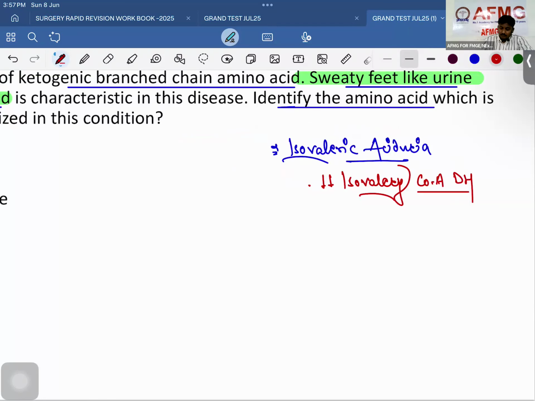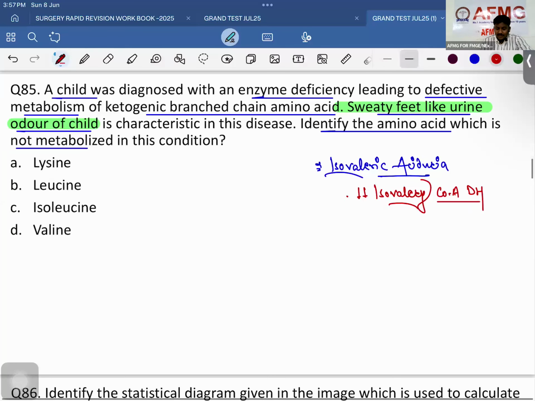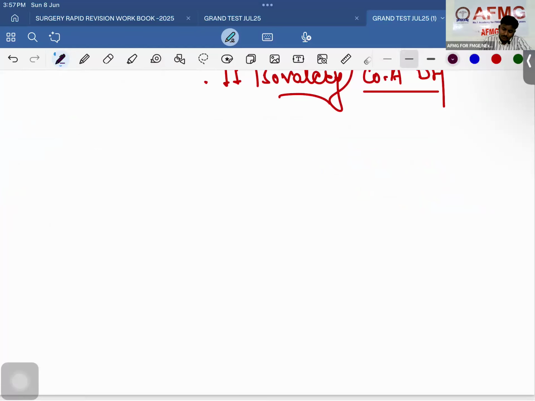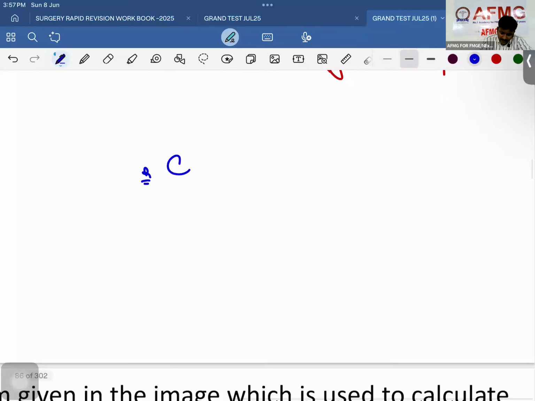Now if they ask which branched chain amino acid is not properly metabolized because this enzyme is deficient, the answer will be option B, that is leucine. We know that leucine is not properly metabolized in a patient suffering from isovaleric aciduria. That has to be kept in mind. Now, what urine odor is the one you might be thinking of instead? It is a caramel or burnt sugar like urine odor.